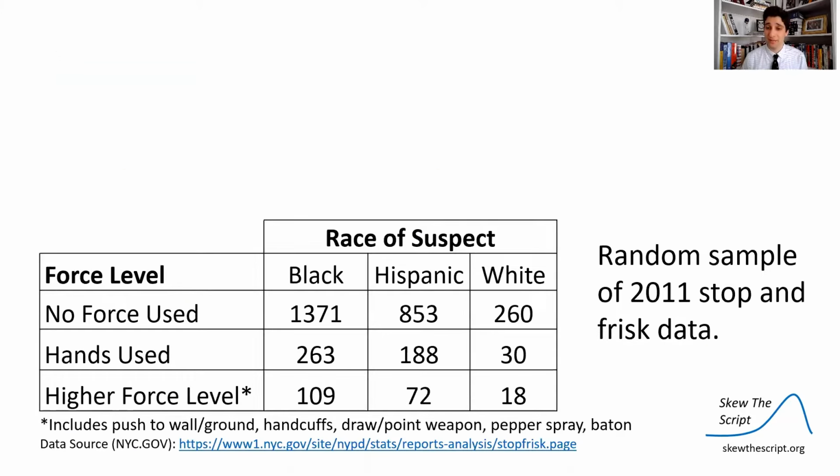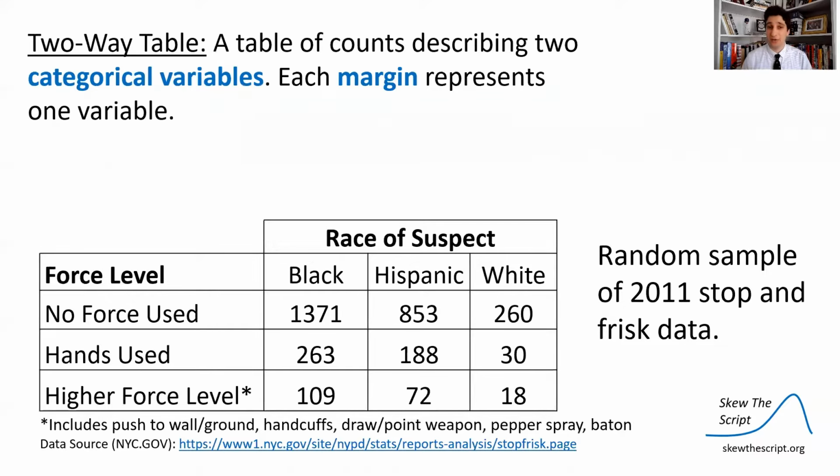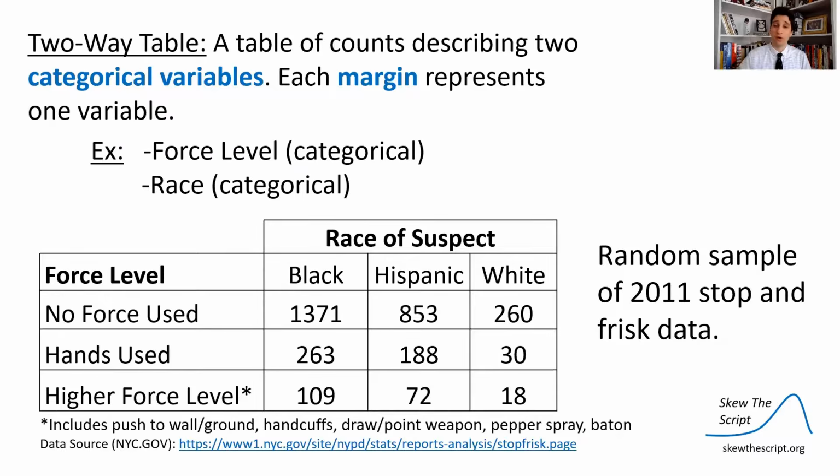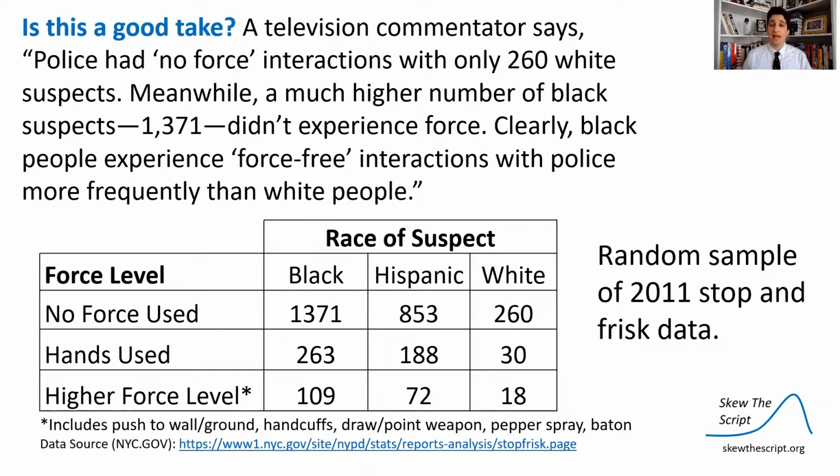So here we have a random sample of 2011 data from the program as reported by the police officers. And it's organized in a two-way table. This is a table of counts describing two categorical variables where each margin represents one of those variables. So in this case, we have one variable, race of suspects, on one margin and force level used upon those suspects on another margin.